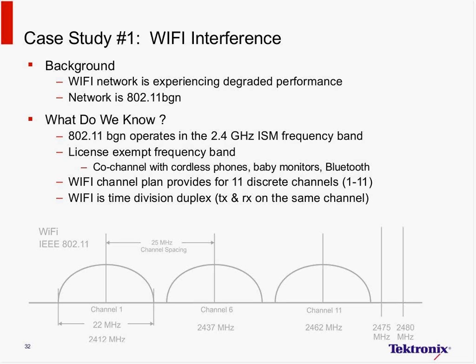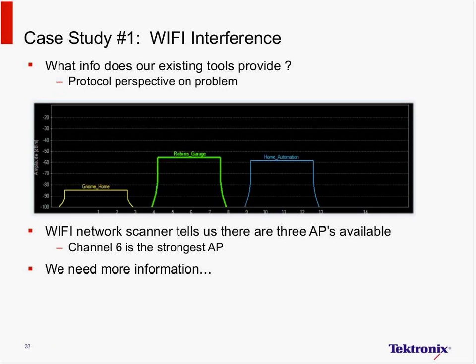We also know that Wi-Fi is what we call a TDD, or a time division duplex system, meaning we transmit and receive on the same frequency. One of the first things people will do is pull up some sort of SSID scanner to determine, well, maybe I'm getting a co-channel problem. How many access points do I see from my current location? From a protocol perspective, when we turned on an SSID scanner, it says that we actually picked up 3 access points. And the access point on channel 6, which is in the center of our display here, was actually the strongest signal.